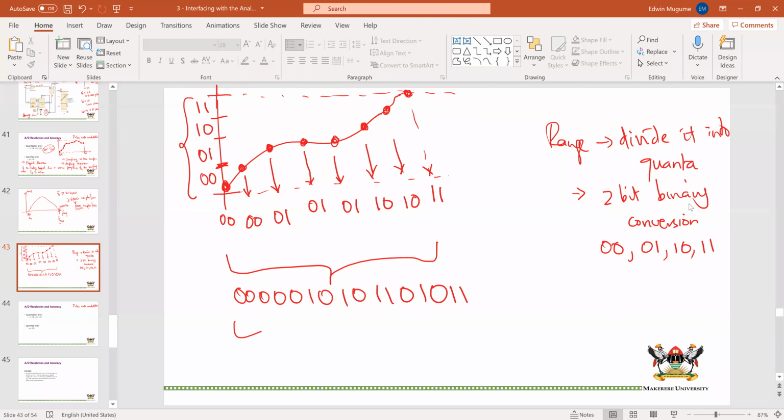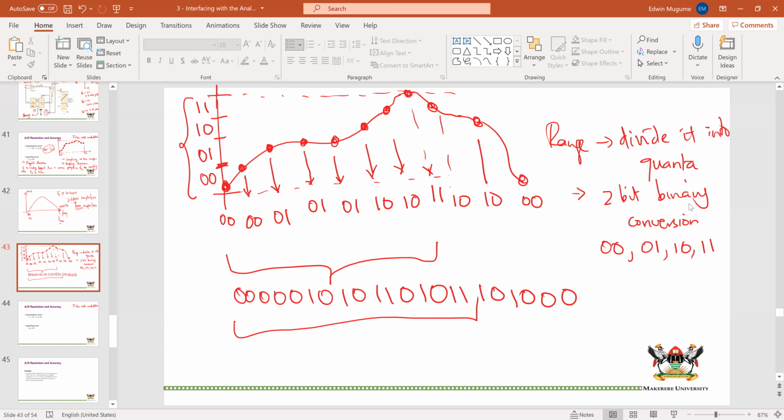If there was another sample and maybe at this point the signal comes down, I take another sample here. I can call it 10, another sample here, maybe 10, another sample here, 00. And so I can just continue doing that, 10, 10, 00, and so on and so forth.